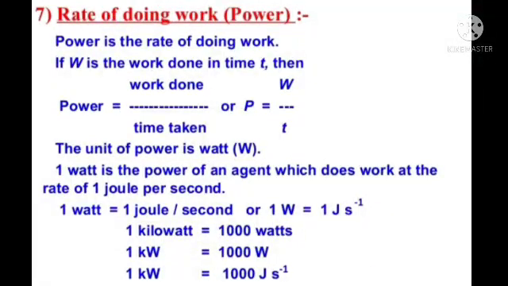Now let us see rate of doing work, power. Power is the rate of doing work. If W is the work done in time t, then power is equal to work done upon time taken. The unit of power is watt, W. 1 watt is the power of an agent which does work at the rate of 1 joule per second. 1 watt is equal to 1 joule per second. 1 kilowatt is equal to 1000 watts.